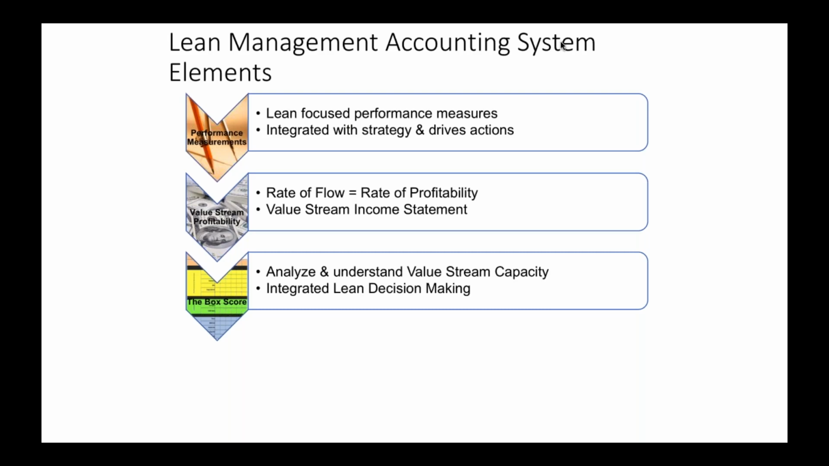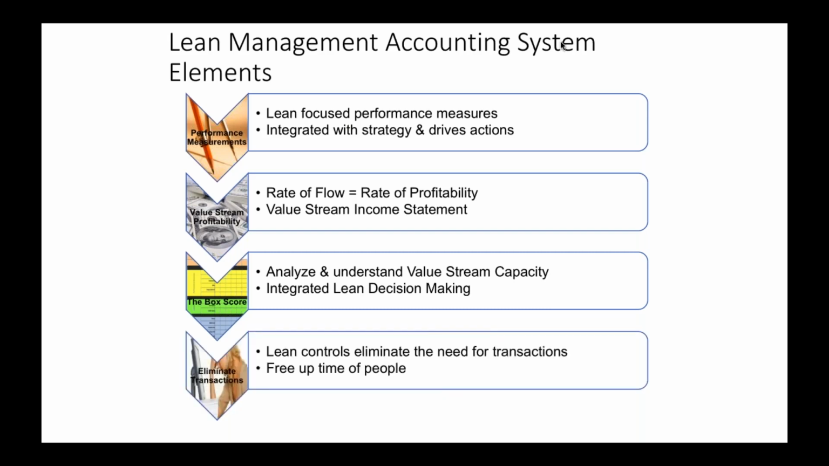When the box score gets introduced and it becomes the standard work for lean decision making, it really unlocks the financial potential of lean in terms of growing revenue and managing costs. And finally, eliminating transaction and unnecessary work.